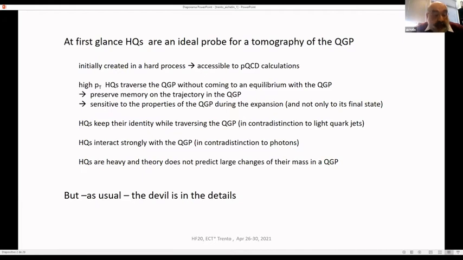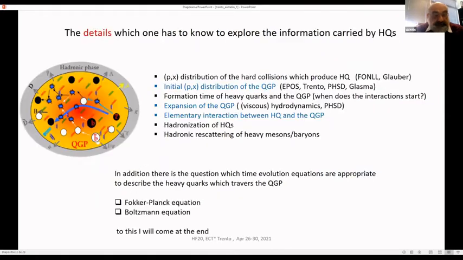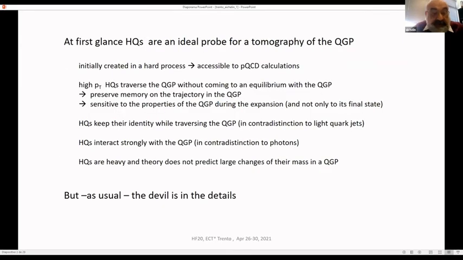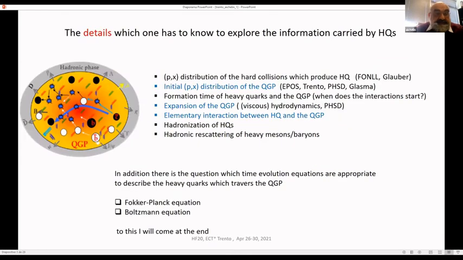And the heavy quarks are basically not heavy, and therefore the changes of the masses, also we saw from Peter, do not change too much in the medium. And so therefore we have at least one scale which is not that dependent on the temperature of the plasma. But as usual, the devil is in the details.